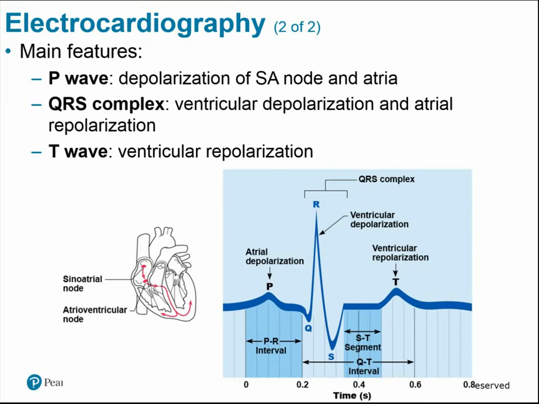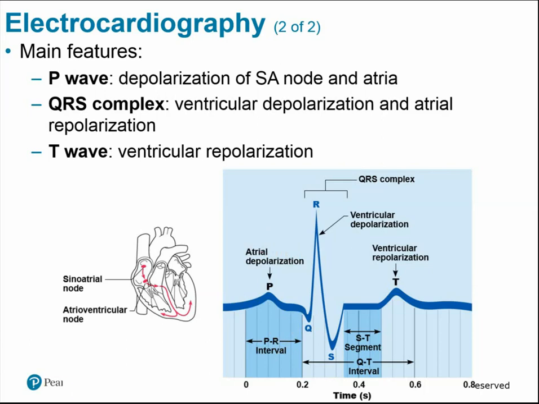So the main features of the EKG we'll look at. You have the P wave. This first wave here is our P wave. It represents depolarization of the SA node and the atria. This will be where we begin our cardiac conduction. So that SA node sets the pace. It's our pacemaker. The QRS complex is going to represent ventricular depolarization and atrial repolarization. Remember, repolarization is where we are resetting back to the resting potential. Okay? So we're resetting for the next round of contraction.